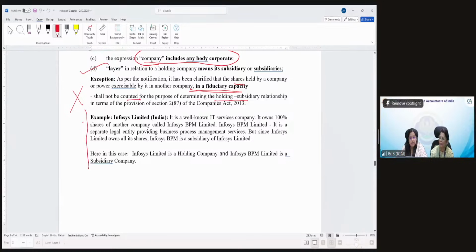So this is the last example. We will not be taking much further. I think all of you must be tired. This is your first technical session. It is well known that Infosys Limited is a well-known IT service company. It owns 100% shares of another company, Infosys BPM Limited, a BPO company. It is a separate legal entity providing business process management services. But since Infosys Limited owns all its shares, Infosys BPM is a subsidiary of it.